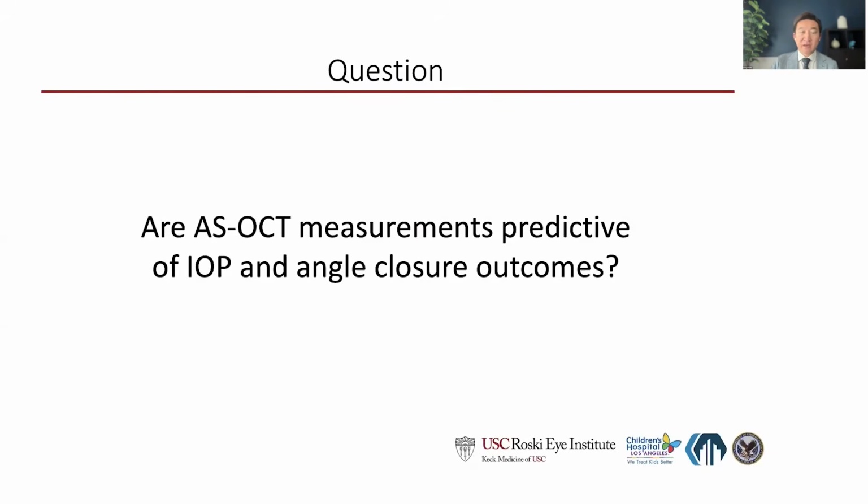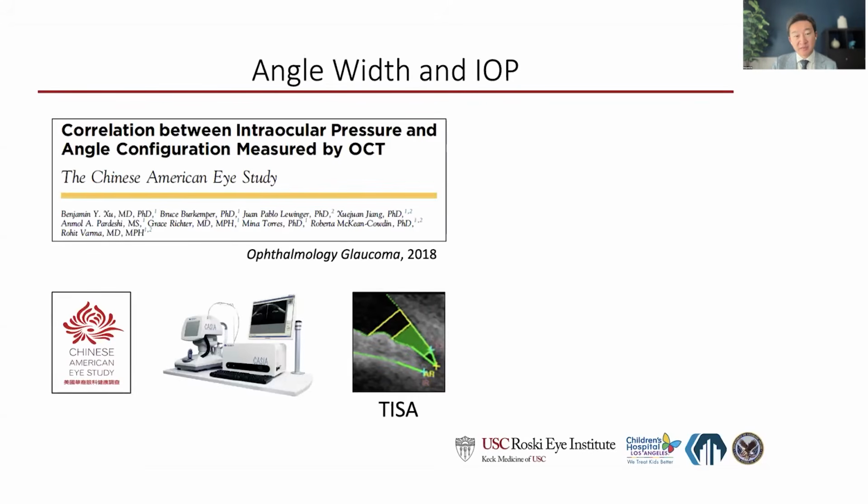A few years ago, my lab asked this question, which is, are AS-OCT measurements predictive of intraocular pressure and angle closure outcomes? And we have used various data sources to establish these relationships. This was a study that we conducted in 2018, in which we looked at the correlation between intraocular pressure and angle configuration measured by OCT.